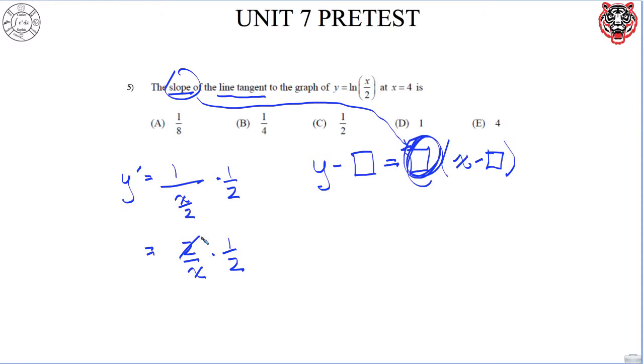Yes. And that simplifies to 1 over x, and then I need to plug in 4. That is 1 over 4.